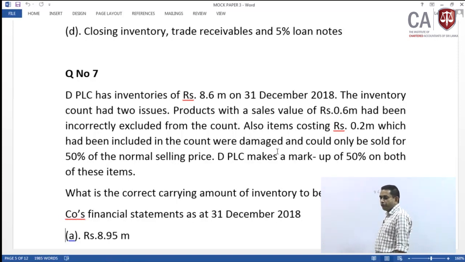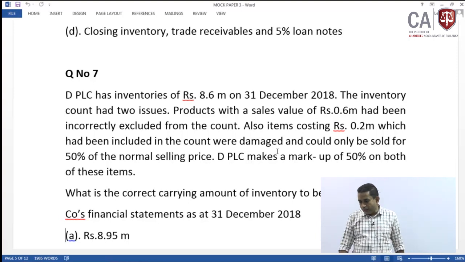Products with a sale value of 0.6 million had been excluded from the count. Now 0.6 million is the selling price, but you should include that into inventories at which value? At the cost. So we are given the markup.